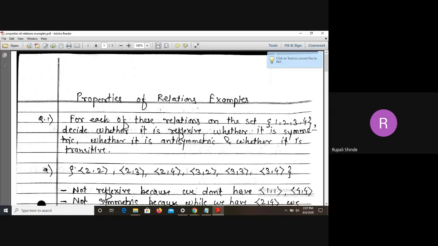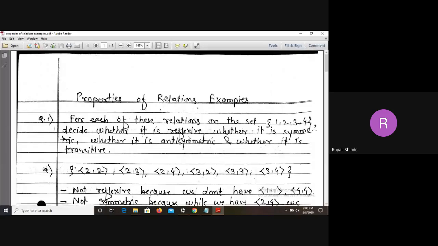So all these questions are based on properties of relations only. So question number 1 is given. For each of these relations on set 1, 2, 3, 4, decide whether it is reflexive, whether it is symmetric, whether it is antisymmetric, and whether it is transitive. So out of these all properties, we have to check what are the different properties satisfied by given relation. So first one is given as set, which is containing order pairs as 2, 2, 2, 3, 2, 4, 3, 2, 3, 3, and 3, 4.